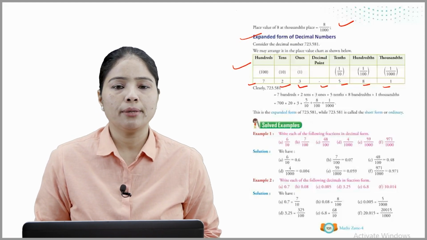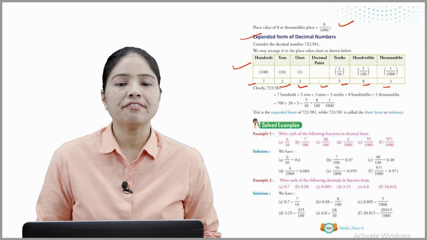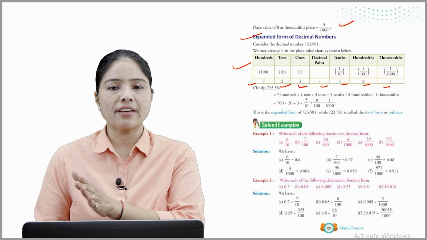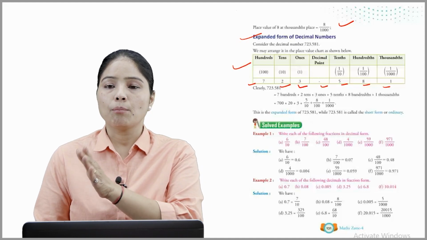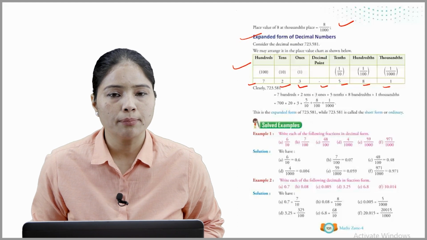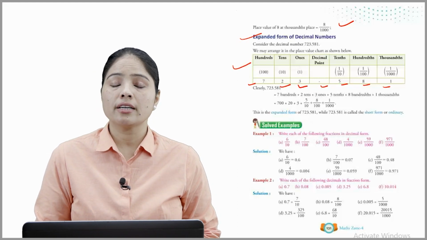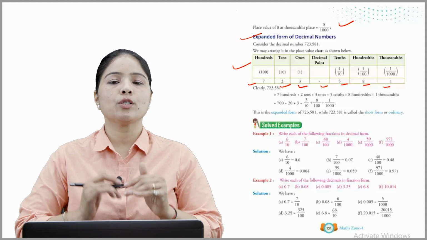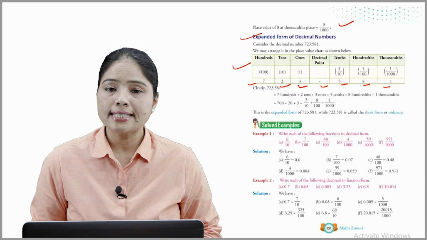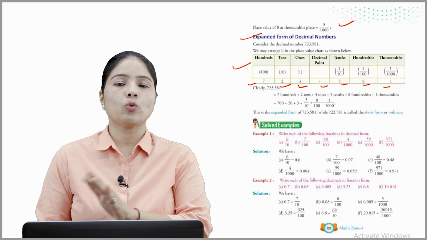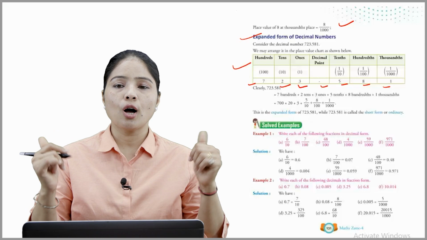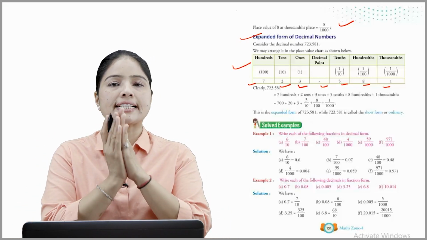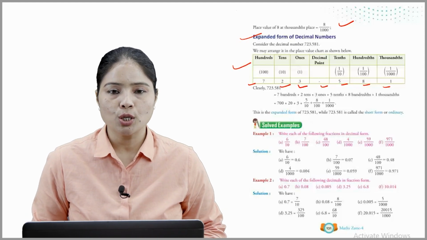Clearly, 723.581 is 7 hundreds plus 2 tens plus 3 ones plus 5 tenths plus 8 hundredths plus 1 thousandth, that is 700 plus 20 plus 3 plus 5/10 plus 8/100 plus 1/1000. This is the expanded form of 723.581, while 723.581 is called the short form or ordinary form. Okay, so I hope you understood the expanded form of decimal numbers. So now move on to solved examples.